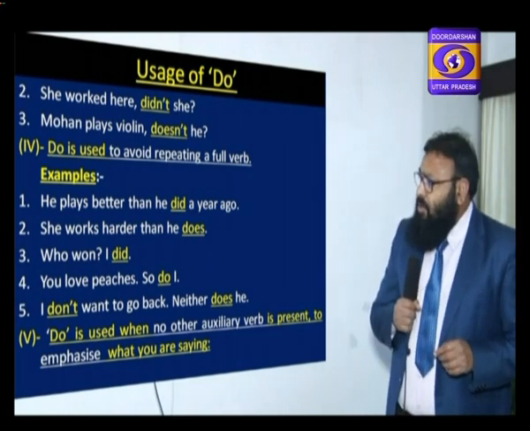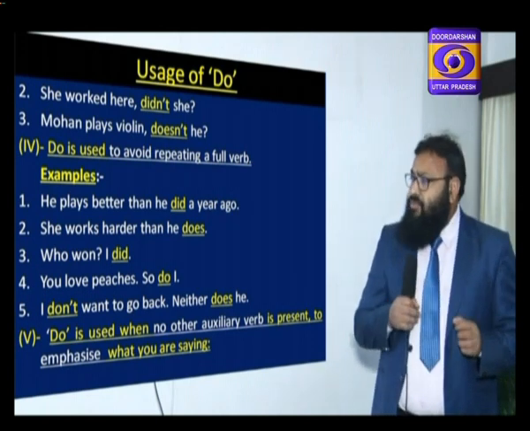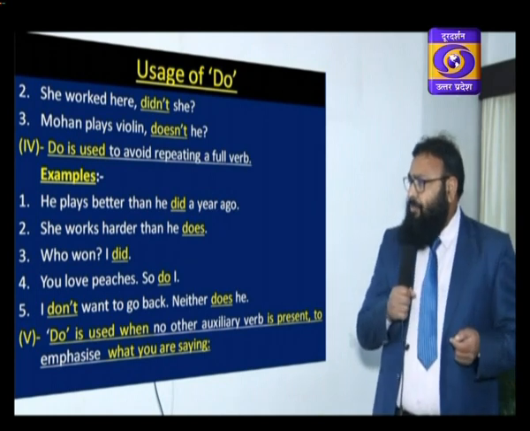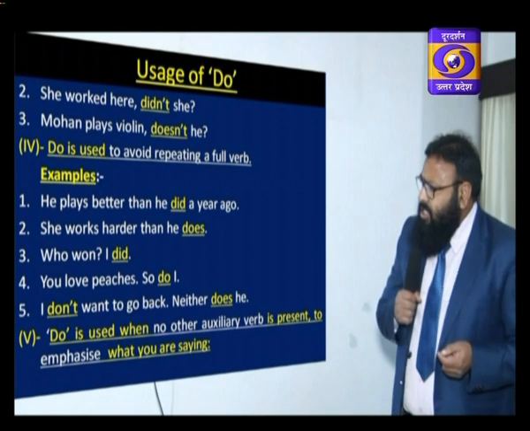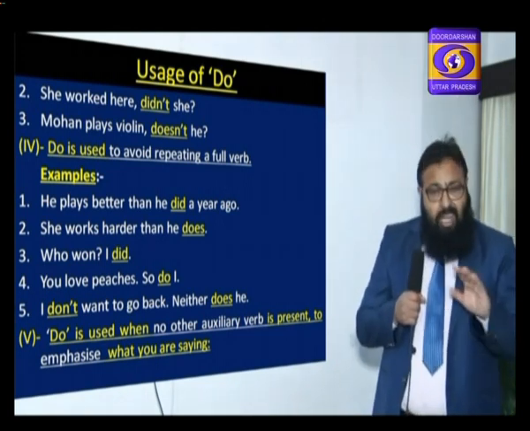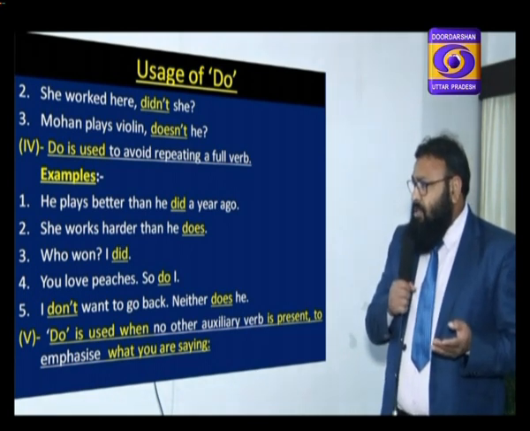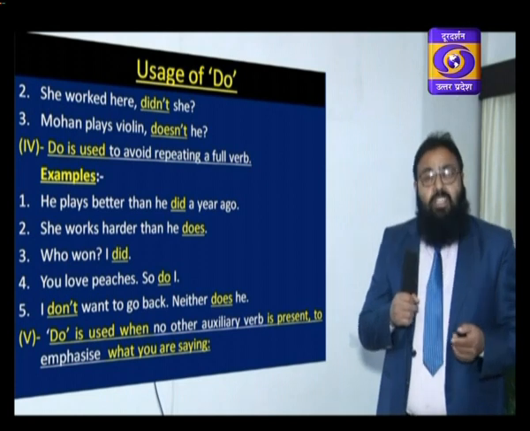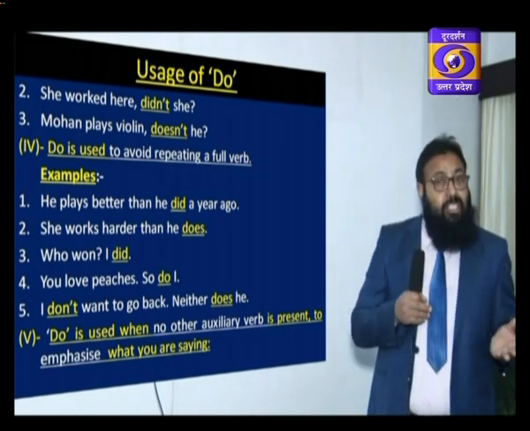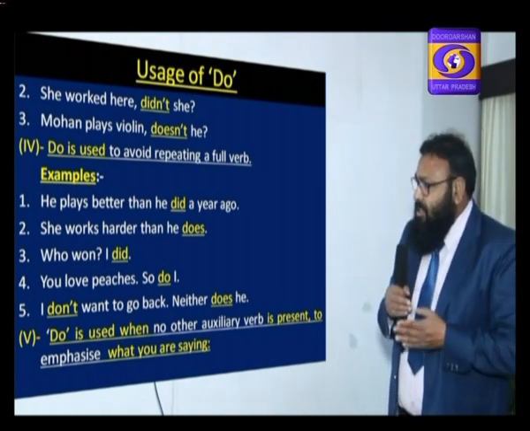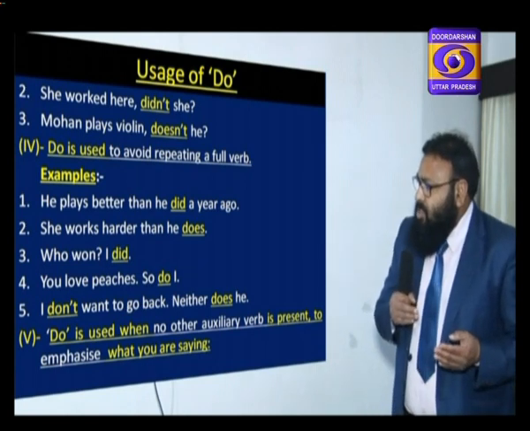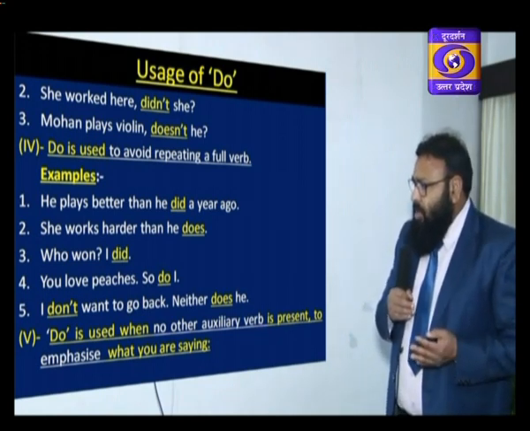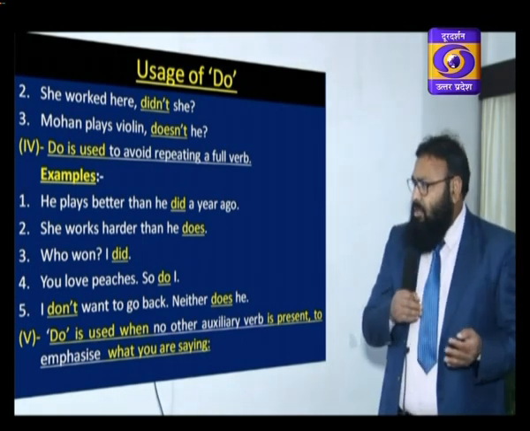Now, the fourth usage of do is to avoid repeating a full verb. Examples are: he plays better than he did a year ago. Now, the exact sentence is, he plays better than he played. But in order to avoid repetition of the verb play, we use do in the second form. Here it is did. So, he plays better than he did a year ago. She works harder than he does. Now, the sentence is, she works harder than he works. So here the comparison lies. In order to avoid the repetition of the main verb work, we make use of does, in the same tense, in the same number.